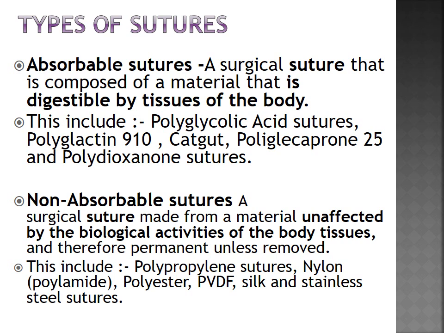Whereas the non-absorbable suture is not affected by our tissues. The different types are silk, stainless steel sutures, nylon, polyester or polypropylene sutures. These are the various names and types. Here, the sutures are not hindered by the biological activities of the body tissues, so it is not absorbed.